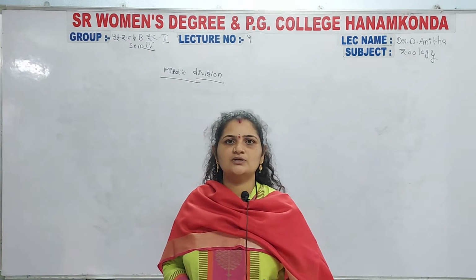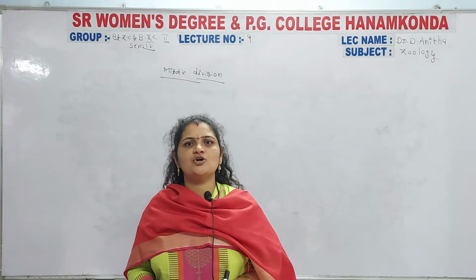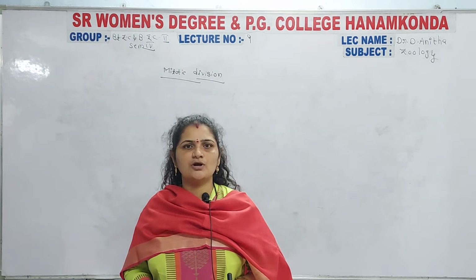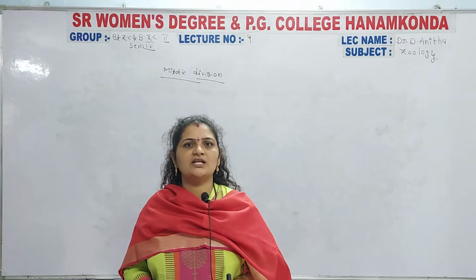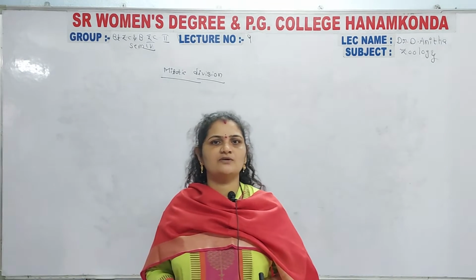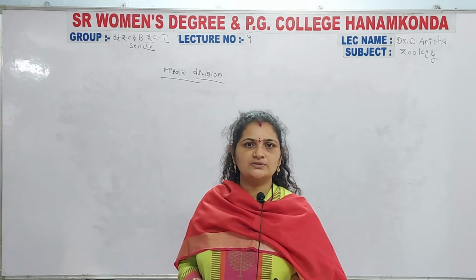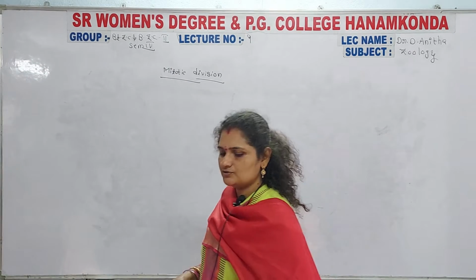After completion of mitotic division, two daughter cells are formed with an equal number of chromosomes, that is 2n number of chromosomes. So, today our topic is the mitotic division.